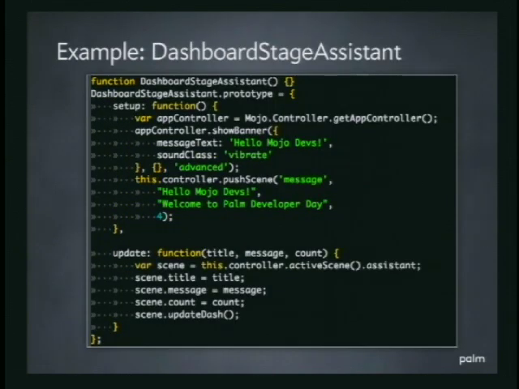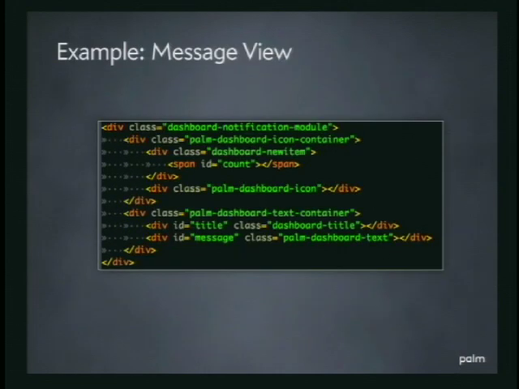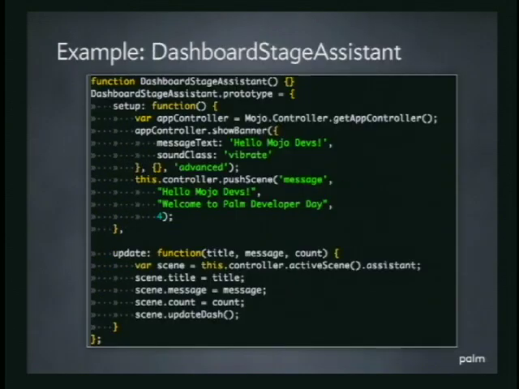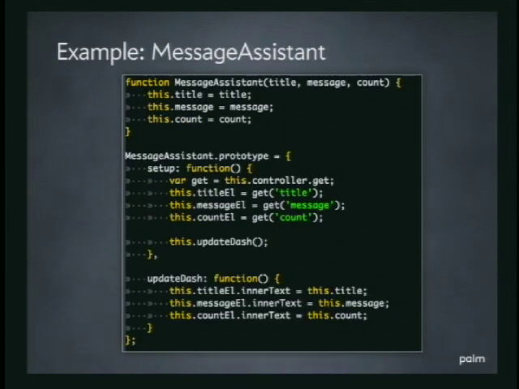Okay, so to walk all the way through it, dash assistant.update is going to call into this update, which is going to set the scene assistant's title message count, then call update dash. So we'll go down to update dash and just set, we've saved the references to my elements there, and so it'll just set the inner text. Pretty straightforward.